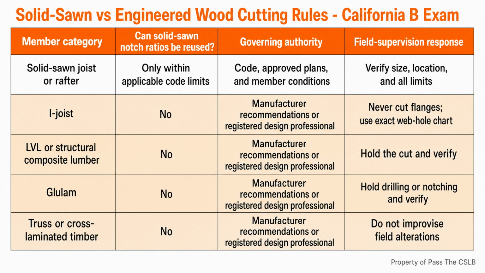R502.8.2, does not hand those same ratios to trusses, structural composite lumber, glued laminated members, cross-laminated timber, or I-joists. Those engineered members may be altered only when the manufacturer's recommendations permit it or when the alteration has been specifically considered in the design by a registered design professional. The roof framing rule follows the same basic separation in Section R802.7.2. Looking at this comparison, I want you to notice that the solid-sawn column contains prescriptive limits, while the engineered column sends you back to product-specific or design-specific authority.